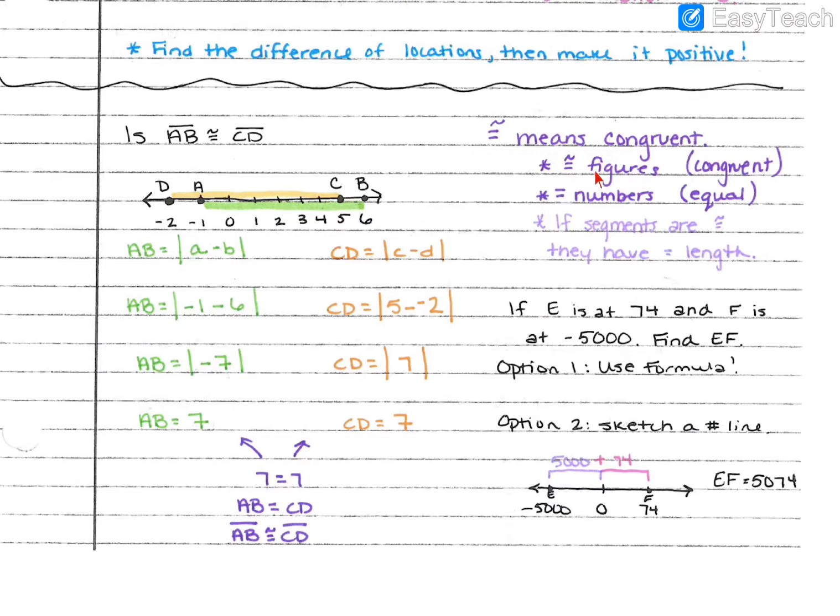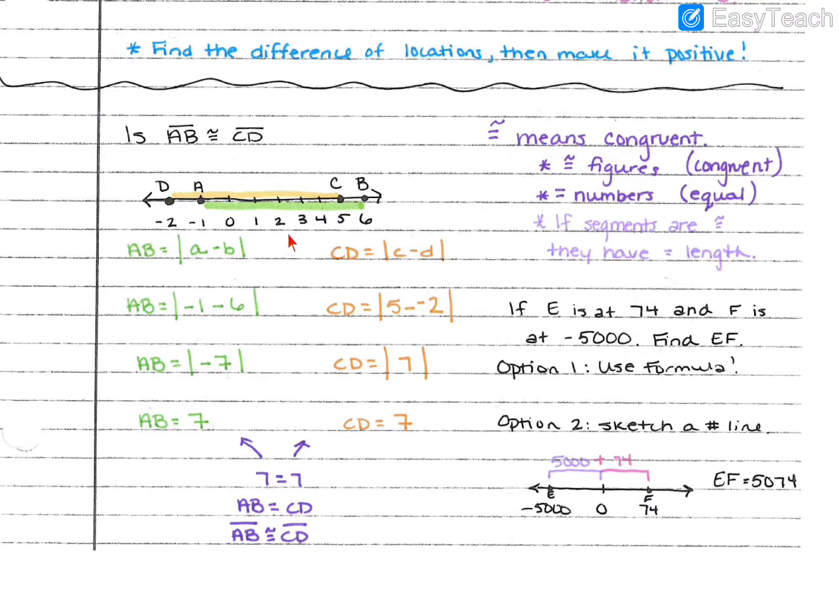So figures are congruent where numbers are equal. We wrote that all over here. And if segments are congruent, then they must have equal lengths. So if I have one segment with a length of 3 and another segment with a length of 3, then they're congruent. If one of them is 3 and the other is 2, then they're not congruent. So that's what we're trying to look at.